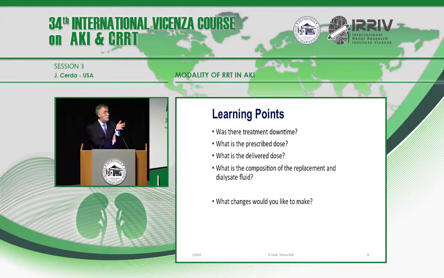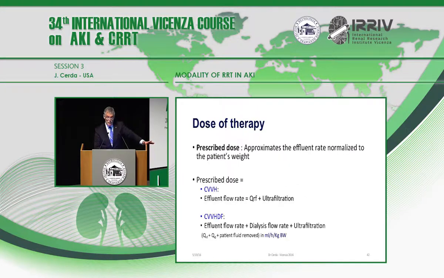So the first thing that you need to do is to review the prescription and to talk with the nurse and to talk with everybody, right? So you ask how many times did the patient go to the OR, how many hours was the system down, how many times did the system clot, how many CT scans were done, etc. Because something is going on with the dose, right? You're not clearing appropriately, even though the prescription appears good. So there is a prescribed dose, but we need to calculate the delivered dose, and what is the composition of the replacement fluid and the dialysis fluid, and what changes would you like to make.